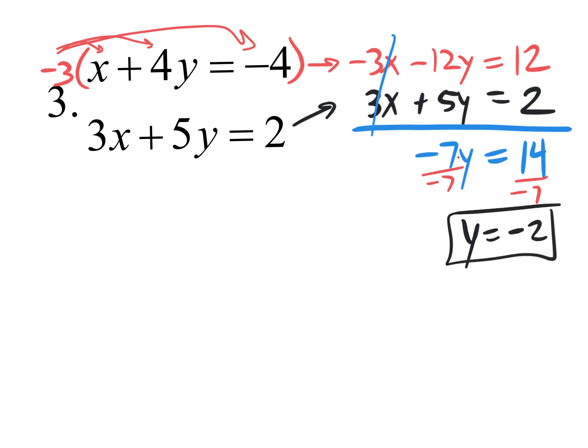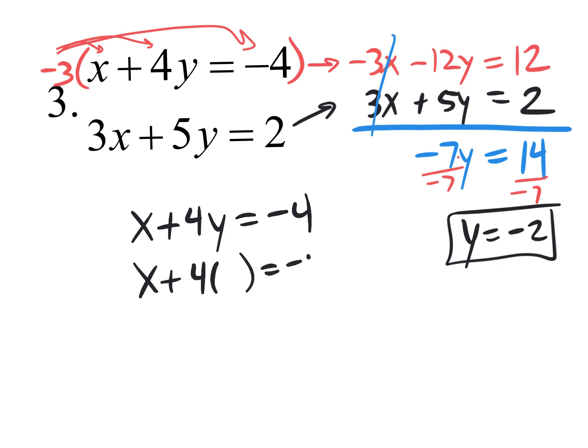Pretty cool, huh? And back before with the substitution method, once you had one answer, how do you find the other answer? Anytime you have one answer and you want the other answer, all you got to do is plug it back in and solve, right? So take that answer, y equals negative 2, and plug it back in anywhere you want of the original equations. I want to do the top equation. The top one says x plus 4y equals negative 4, but instead of y, I'm going to put parentheses, right? So it's going to say x plus 4 parenthesis equals negative 4.